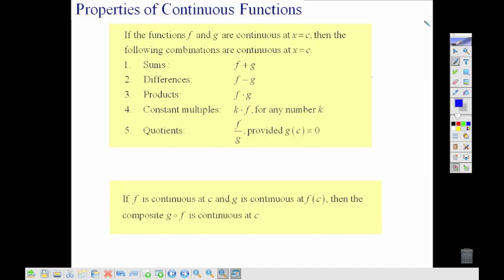One last part of continuous function is just looking at the ways that they can be combined. So as long as we're looking in the same domain, if they're continuous at a certain point, we can add them, we can subtract them, we can multiply them, divide them, make composite functions, and we'll still have continuous functions when we're finished.